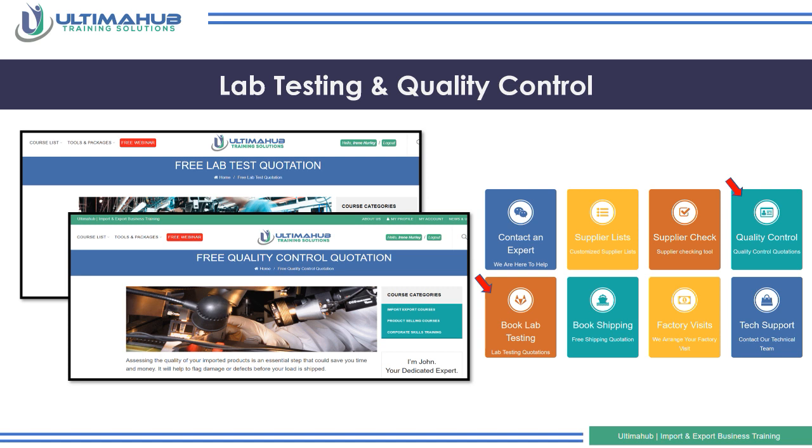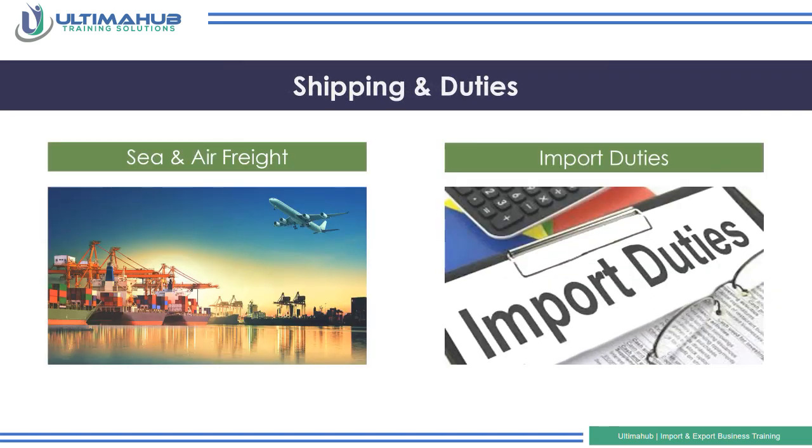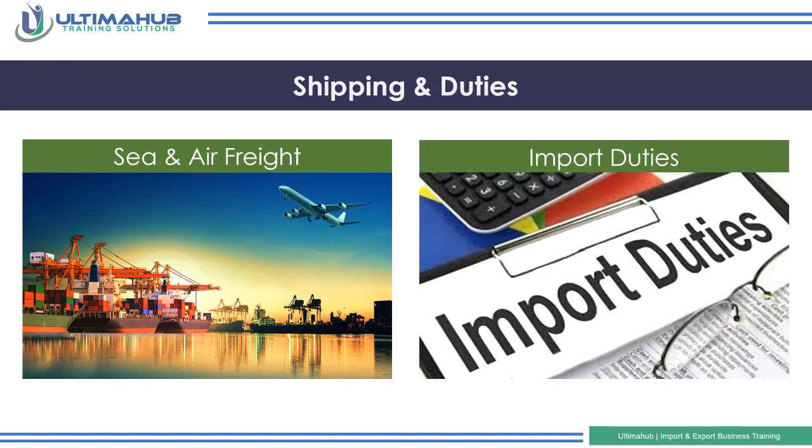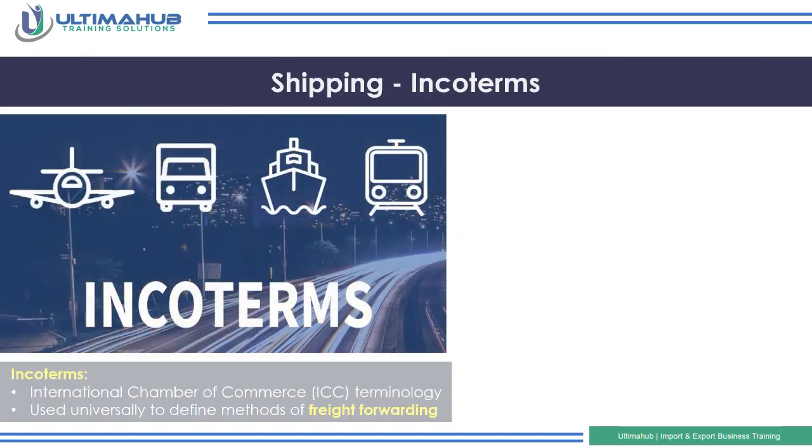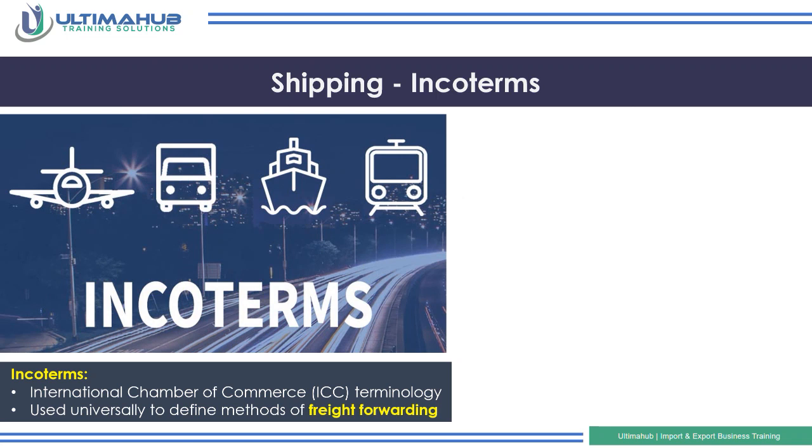With regards to shipping and duties, it's different between sea and air. The taxes and the duties that you're going to have to pay, the tariffs, etc. But do be aware that you're going to have import duties and you will have costs for sea and air freight. So we're going to go into a little bit of the Incoterms. It's a word you might have heard. A lot of people get scared when they hear the word Incoterms, but basically Incoterms come from the International Chamber of Commerce, and they're used universally to define methods of freight forwarding.